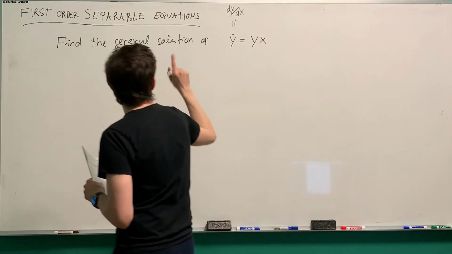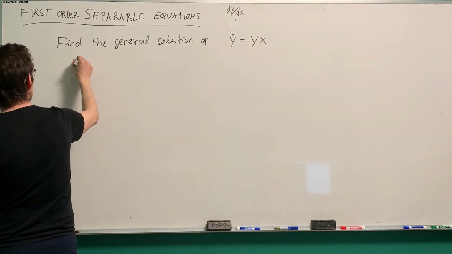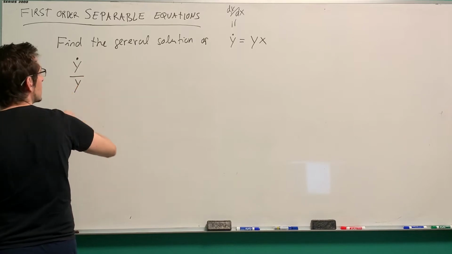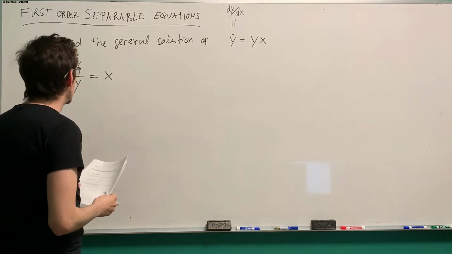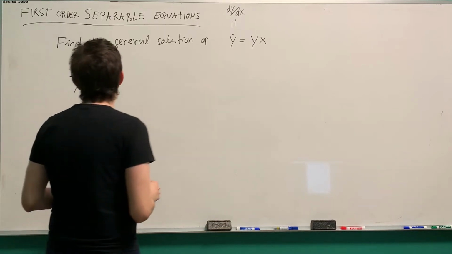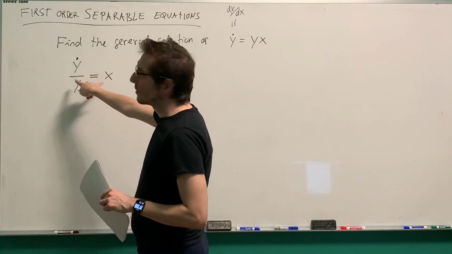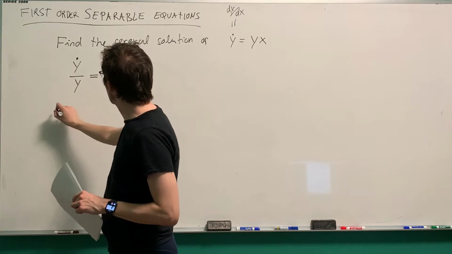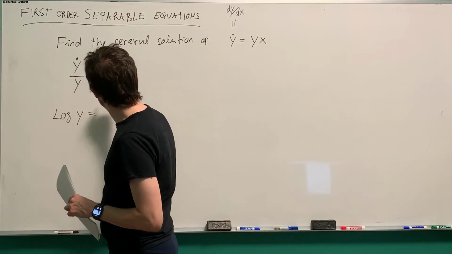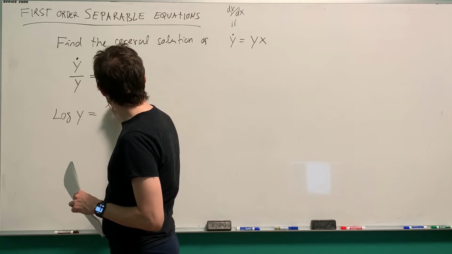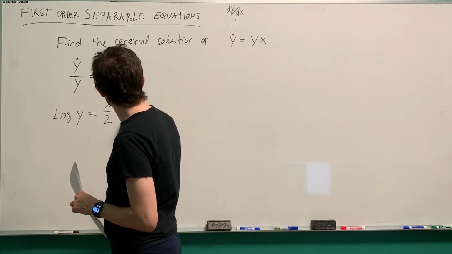Anyway, so we put all the y's on the left, and then we have an x on the right. Now, again, fast way and slow way. So if we integrate with respect to x on both sides, this thing is going to give me a log of y, and this thing is going to give me an x squared divided by 2 plus a constant.